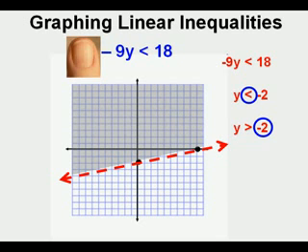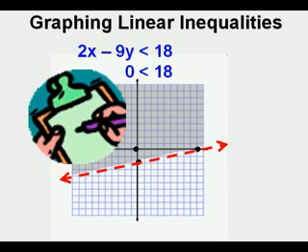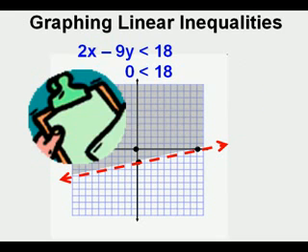All that remains to do is check to see that we shaded correctly. Using 0, 0 again, we replace x with 0 and y with 0. So we have 2 times 0 minus 9 times 0 on the left. Is 0 less than 18? Yes. And since 0, 0 is in the shaded area of the graph, we know that we have shaded correctly.